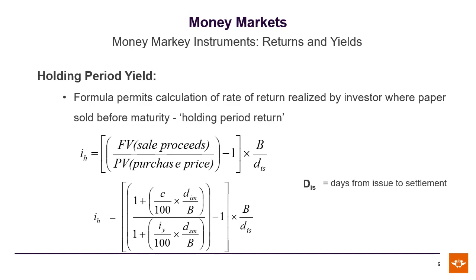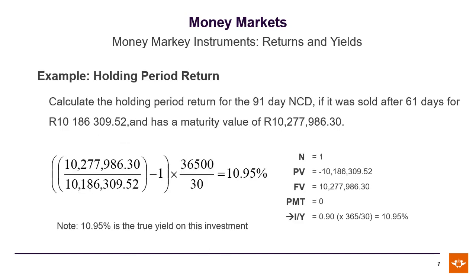Here we're calculating the holding period yield for a yield instrument. You want to calculate the holding period yield for the 91-day NCD if it was sold after 61 days. And essentially in this instance you have 30 days left to maturity. So whoever is buying this is going to hold this until maturity for 30 days. That is the reason why the calculation is being ratioed up by 365 over 30. And essentially we're using 365 as our day count convention, or actual over 365, because this is a South African instrument.